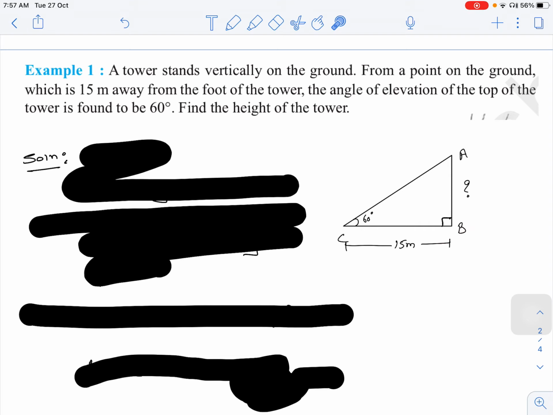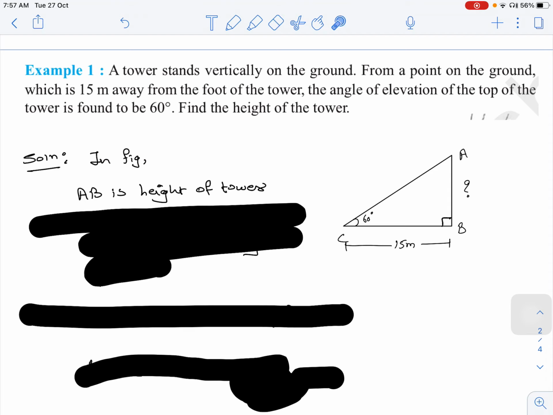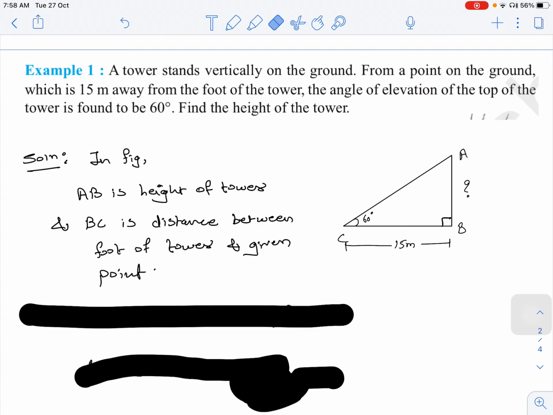As I told, if you want to find any one value in this triangle, we should know minimum two values. Already we have the distance between the foot of the tower and the point from where the top of the tower is seen, and at the same time we have the angle. The angle of elevation is 60 degrees. First we have to mention in the figure: AB is the height of the tower, and BC is the distance between the foot of the tower and the given point, from where we are going to watch the top of the tower.